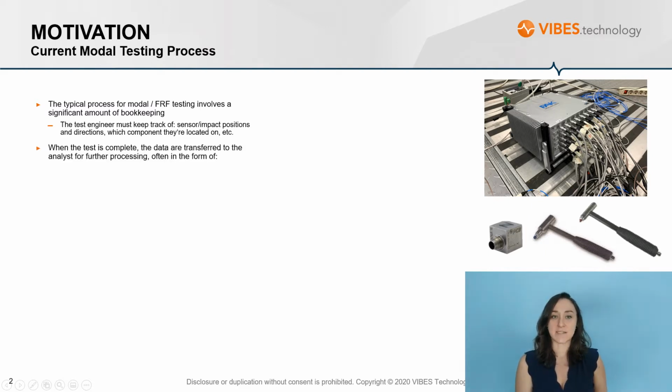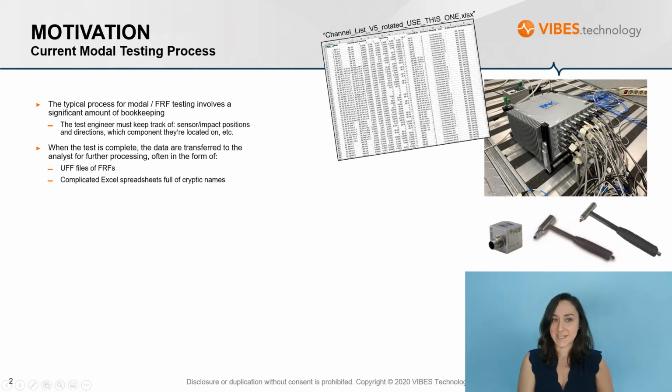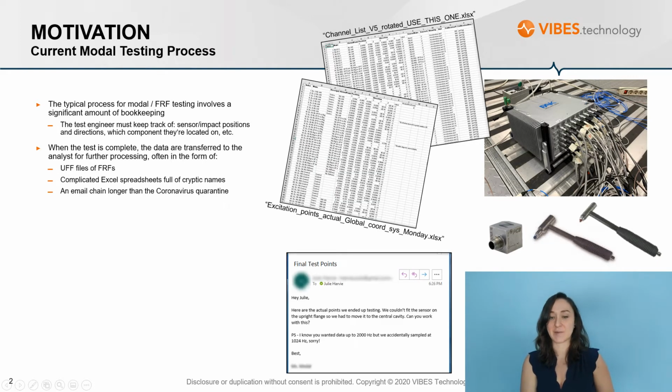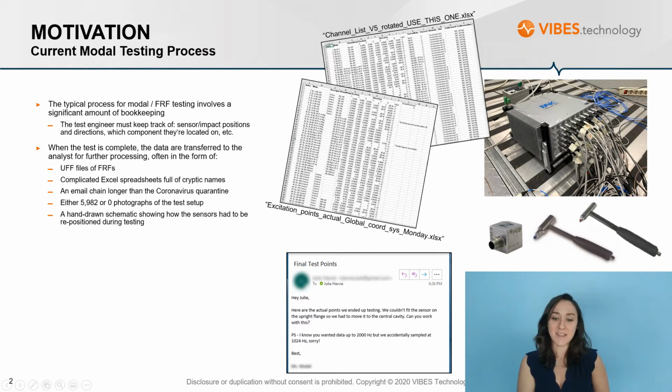So right now, I'd say the common process for most test engineers is you have someone take the data, and then there's usually a different person analyzing the data after the test is complete. So the test is complete, and then the test engineer sends over to the analyst the UFF files containing the data, a bunch of Excel spreadsheets telling you where the accelerometers and impacts are, if you're lucky. You'd probably get a long email chain with a bunch of details on how the test was completed. You'll either get a bunch of photographs of the test setup or maybe none. And then maybe you'll even get some hand drawings of where things were located or how things had to be moved and that kind of thing.